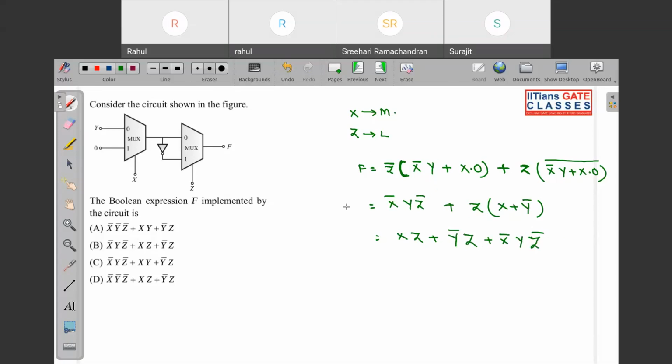So which option do we see? XZ is present over here, Y complement Z over here. So over here X complement. Okay, so option B is your correct answer.